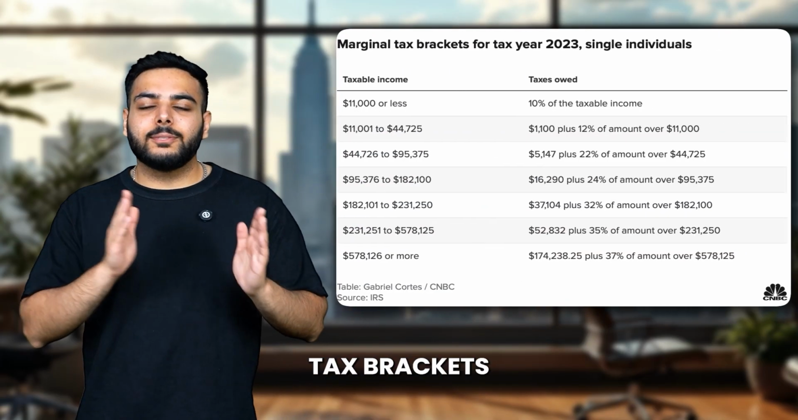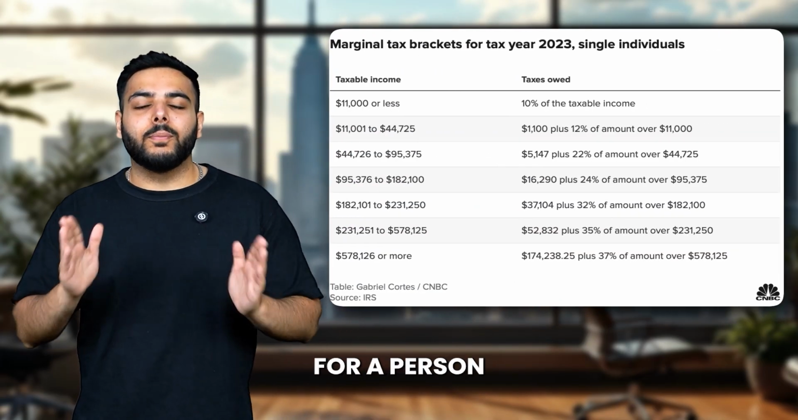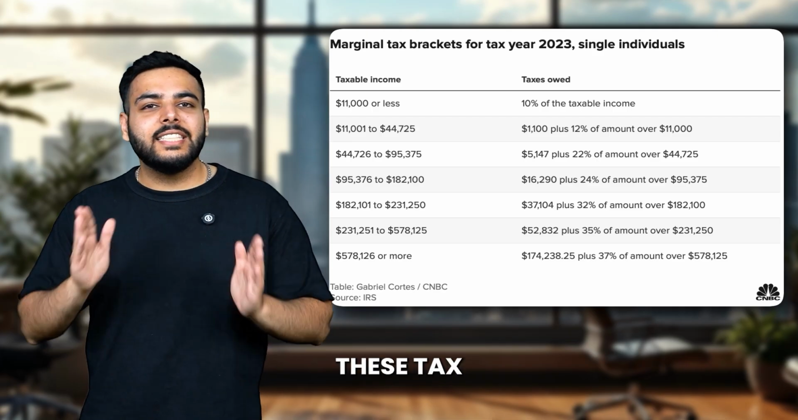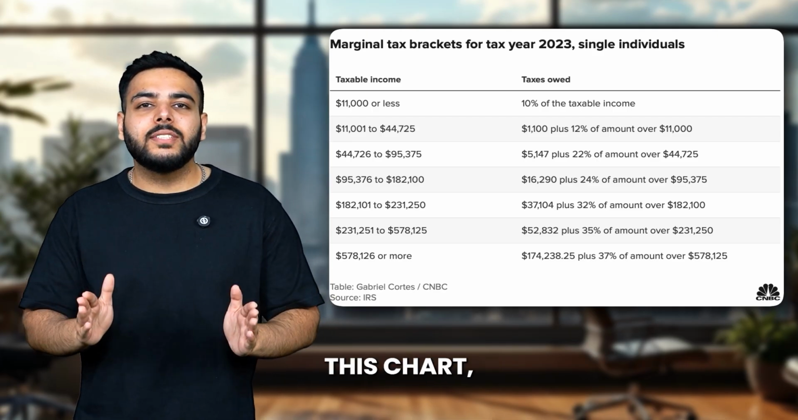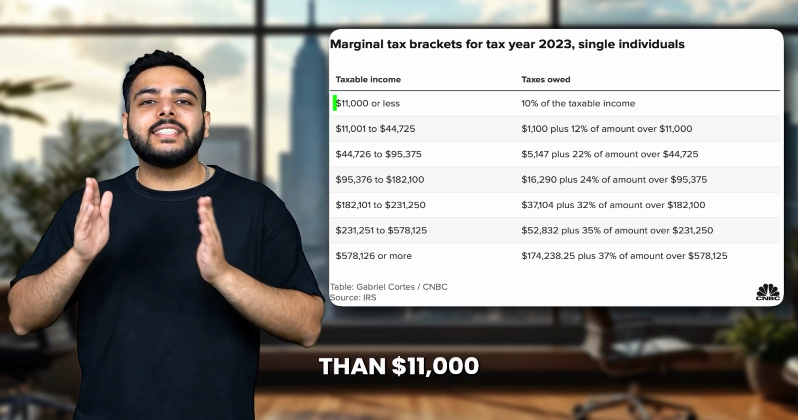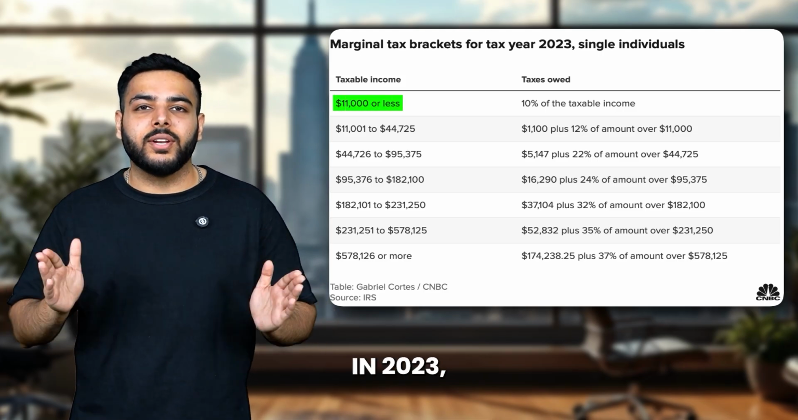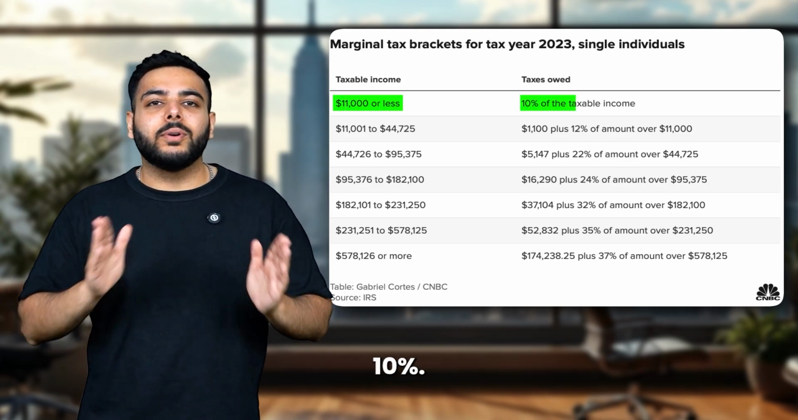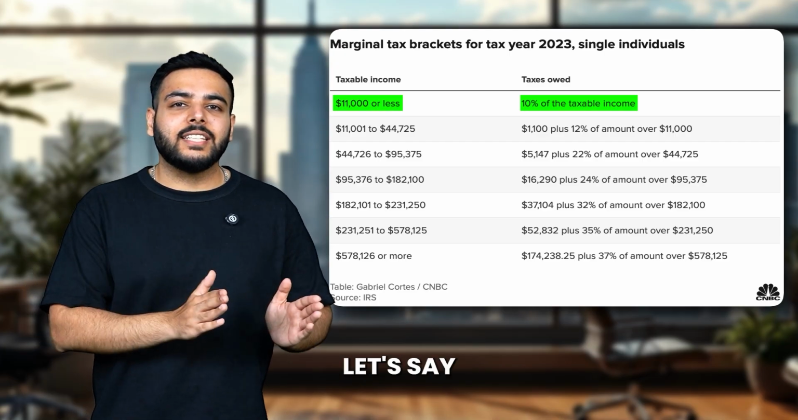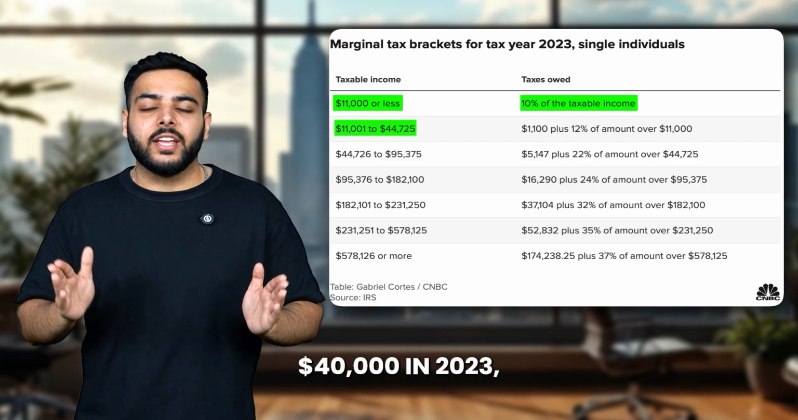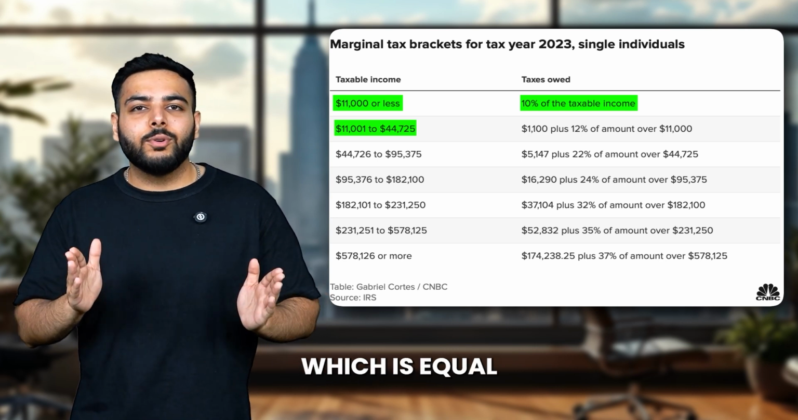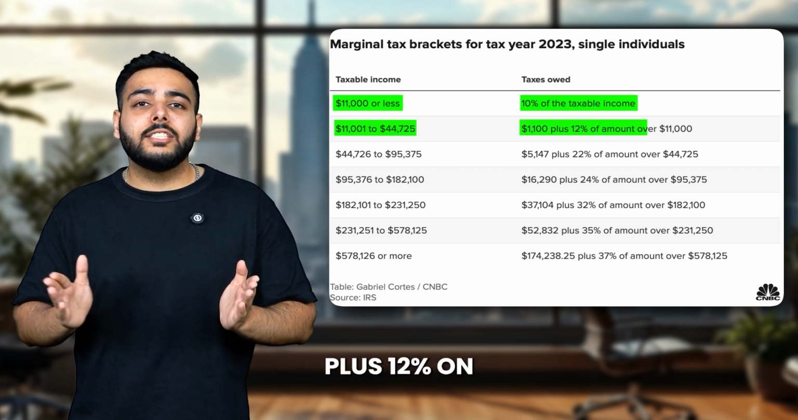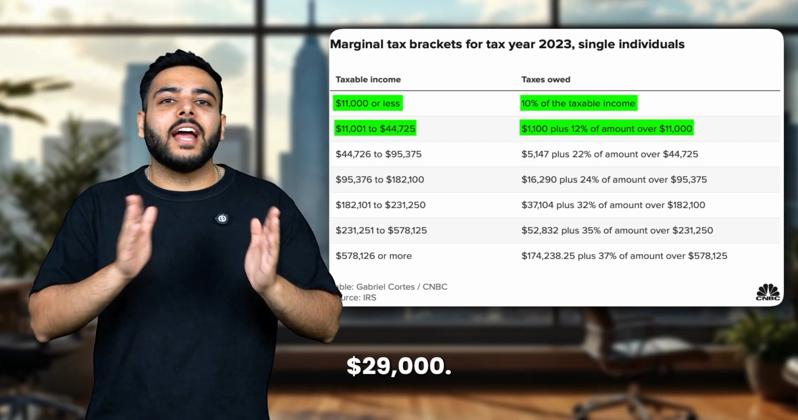These are the federal tax brackets for 2023 for a person who is not married. These tax brackets are a type of progressive tax system. So as per this chart, basically, if you earn only less than $11,000 in 2023, you will only pay 10%. And if you earn, let's say, $40,000 in 2023, you will pay 10% on your $11,000, which is equal to $1,100 plus 12% on your remaining $29,000.